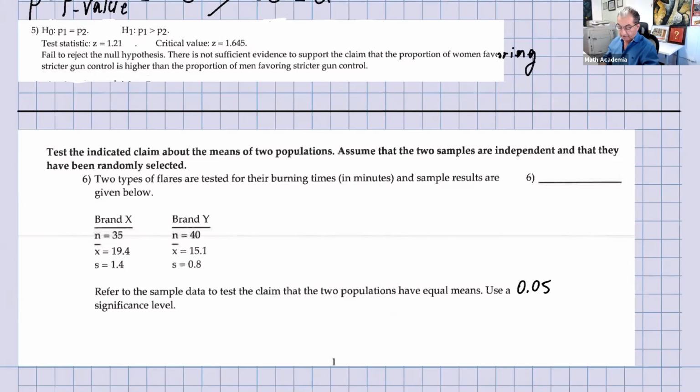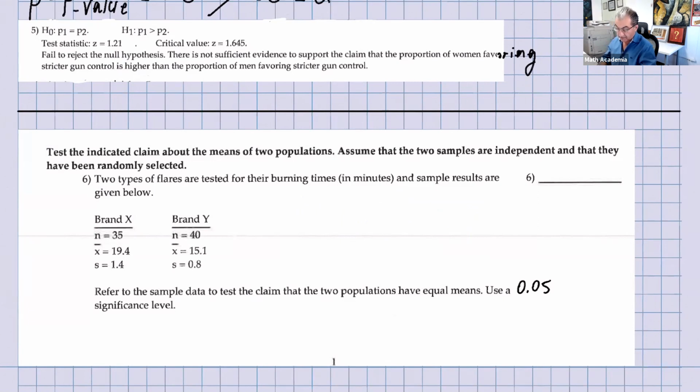Remember here, this does not assume that sigma 1 equals sigma 2. So we know this is going to be a t-test, but here we're going to decide to use pooled or not. If the problem does not mention that they're equal, so sigma 1 equal to sigma 2 is not mentioned in the problem, we're going to assume that they're not equal.